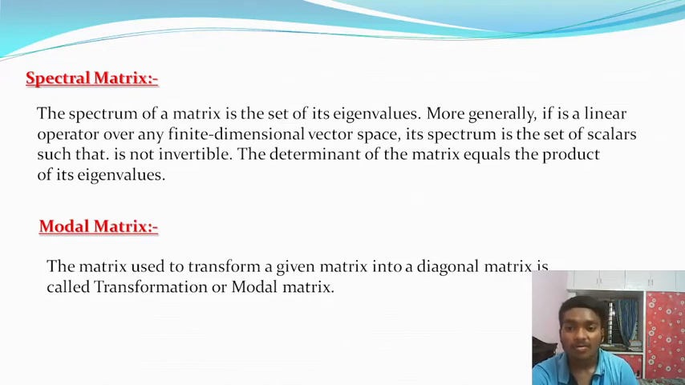For finding the diagonal matrix, we need to substitute in the formula D equal to P inverse A P. First we need to find the model matrix. Model matrix. The matrix used to transform the given matrix into a diagonal matrix is called the transformation matrix or model matrix. The model matrix is denoted by P. The spectral matrix, also known as the diagonal matrix, is denoted by capital D.